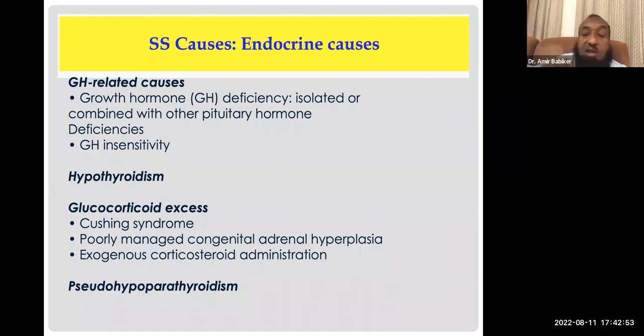Then we have pseudohypoparathyroidism. They have Albright hereditary osteodystrophy. These are the morphological features, called like this. When they are short, with a rounded face, and they also have, what do they have in their hand? Common question there. They always bring it in the photos and in the questions.